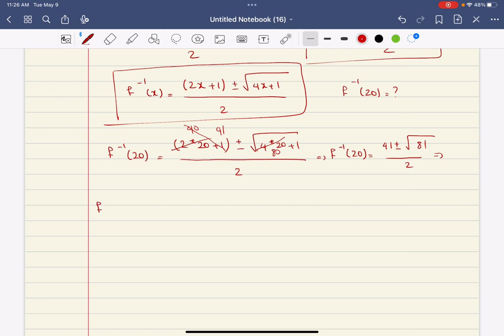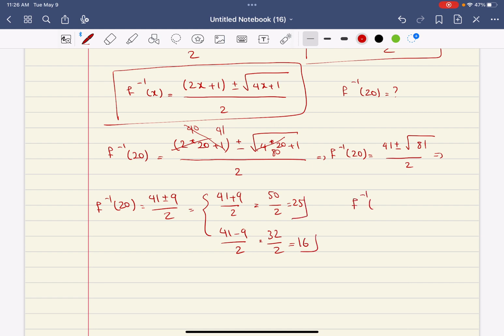So the inverse of f at 20 would be 41 plus minus 9 over 2, or two answers, right? 41 plus 9 over 2, or 41 minus 9 over 2. So this one is 50 over 2, or 25. The other one is 32 over 2, or 16. So these two answers are the inverse of f at 20. It's either 25 or 16.